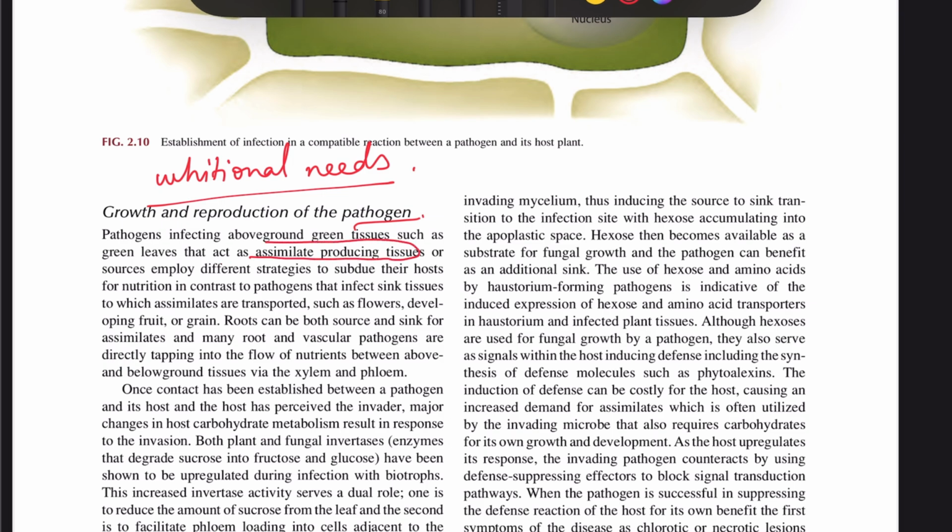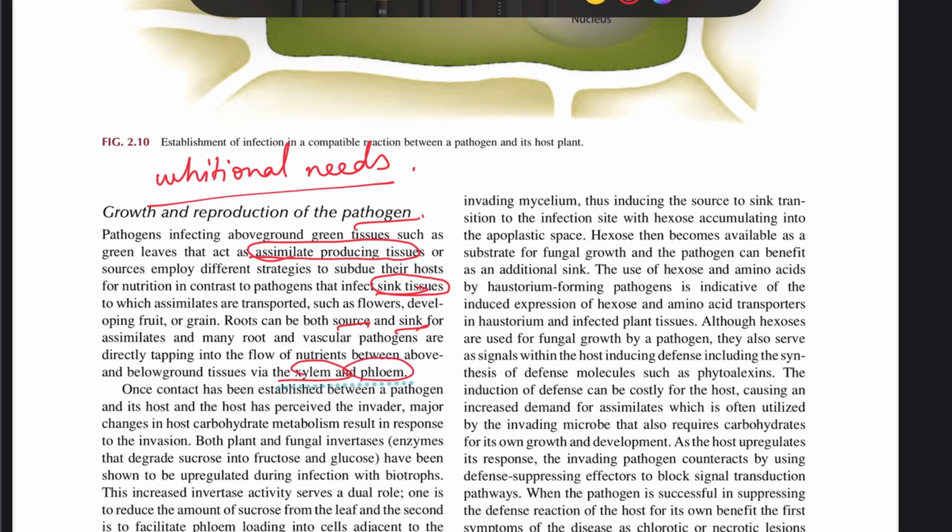in contrast to pathogens that infect sink tissues to which assimilates are transported, such as flowers, developing fruits, or grains. Roots can be both source and sink for assimilates, and many roots and vascular pathogens are directly tapping into the flow of nutrient between above and below ground tissues via xylem and phloem.